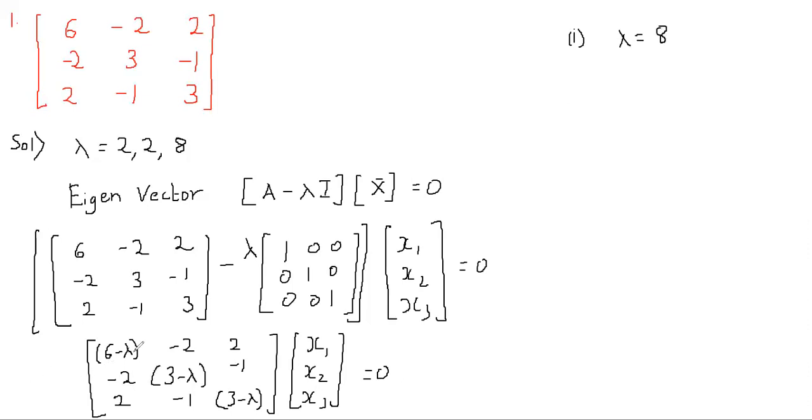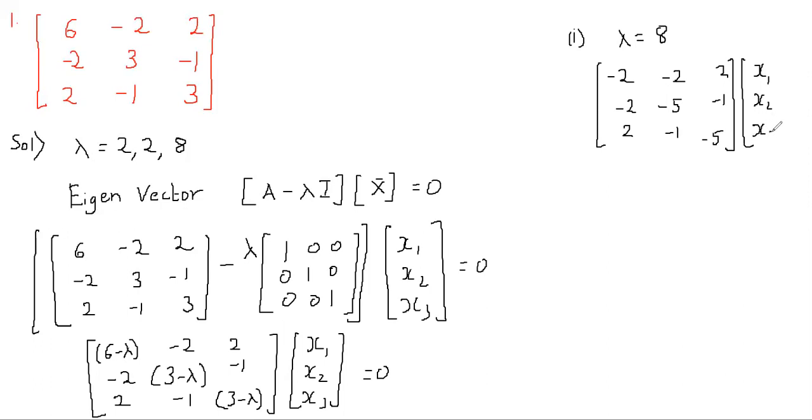So what happens if we substitute 8 in this equation? 6 minus 8 will be minus 2, 3 minus 8 will be minus 5, and 3 minus 8 will be minus 5. Other things will be the same: minus 2, minus 2, 2, 2, minus 1, minus 1, and we have x1, x2, and x3, which will be equal to 0.